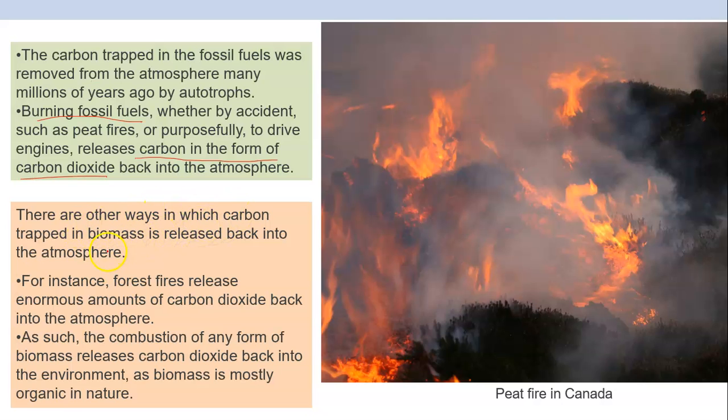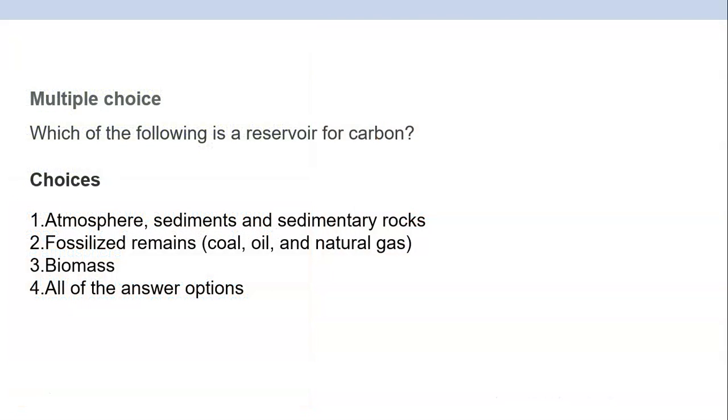There are other ways in which carbon trapped in biomass is released back into the atmosphere. Forest fires release enormous amounts of carbon dioxide back into the atmosphere. As such, the combustion of any form of biomass releases carbon dioxide back into the environment, as biomass is mostly organic in nature. So any type of forest fire and combustion of any form of biomass can release carbon dioxide back into the atmosphere.